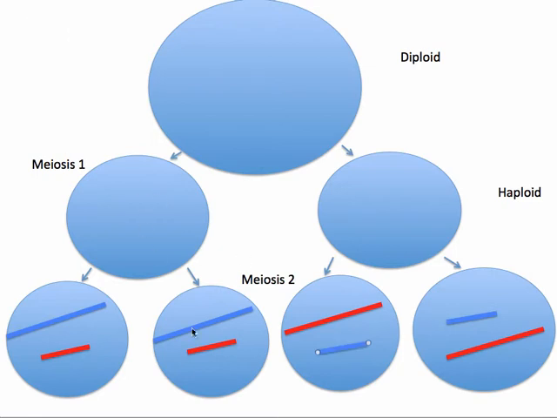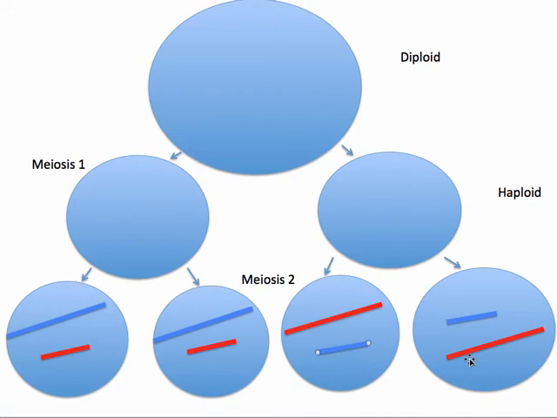So what do I have? I have 4 cells, 2 from this cell and 2 from this cell. These 4 cells are haploid. Each one has the haploid number of chromosomes, and each chromosome is an unduplicated chromosome. That is, each chromosome has just one molecule of DNA.